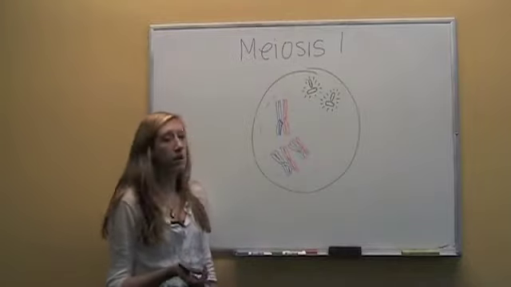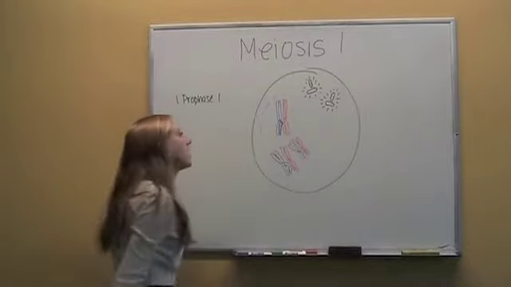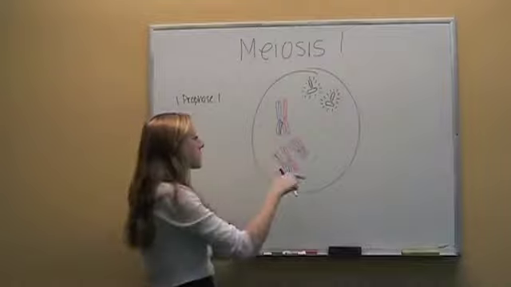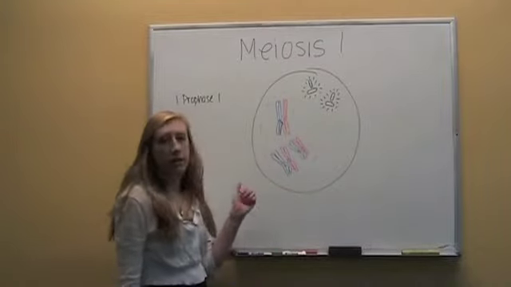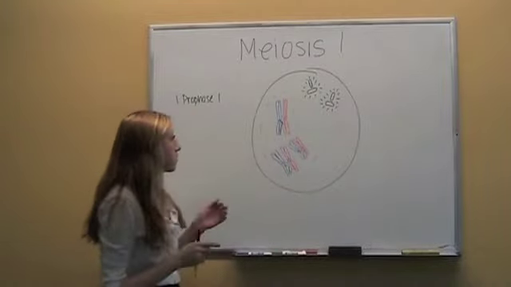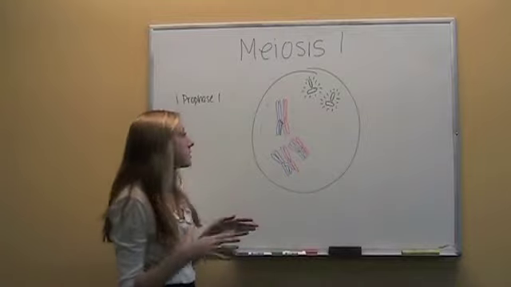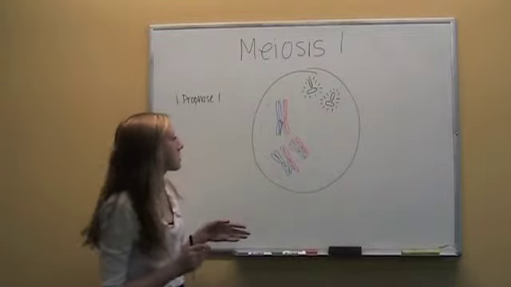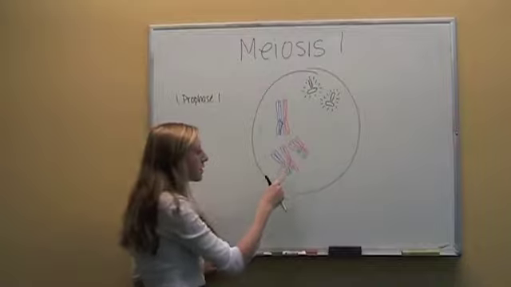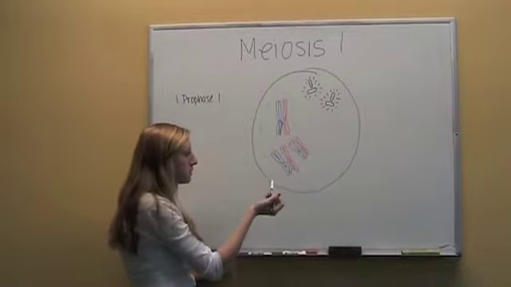Okay, now we're going to talk about meiosis. This is meiosis 1, and the first step in meiosis 1 is prophase. In prophase 1, the nuclear envelope begins to deteriorate, and the homologous chromosomes pair up through synapsis, where they bind together through protein structures.